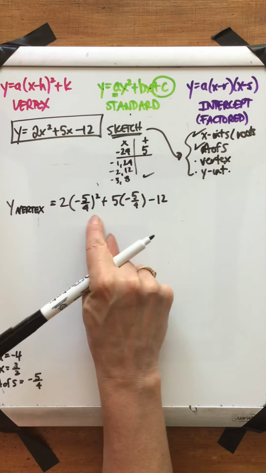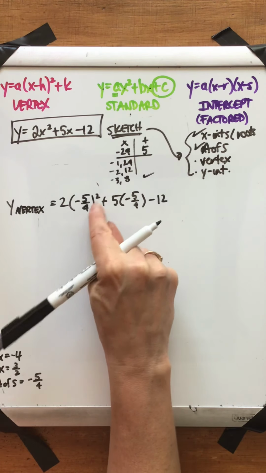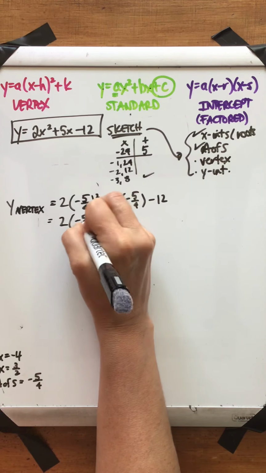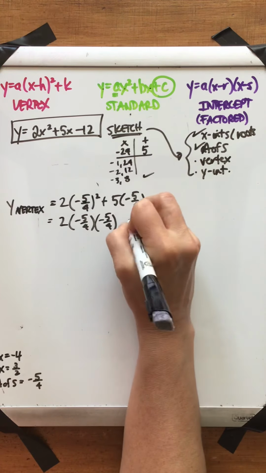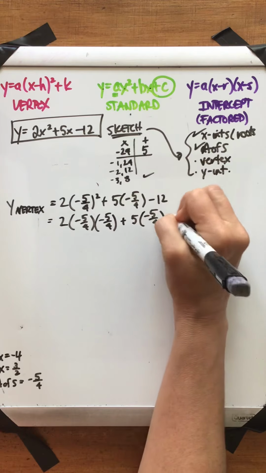So when I see this, multiplication does not come ahead of exponents. According to BEDMAS, exponents must come first. So this really means negative 5/4 times negative 5/4. I'm going to be explicit here and show you this so that you don't make this mistake.